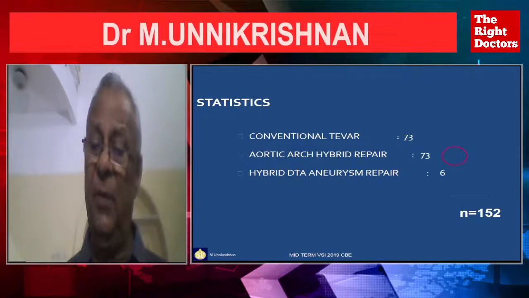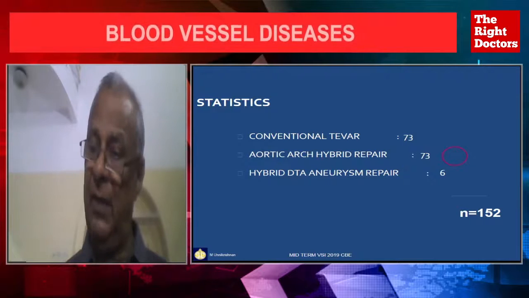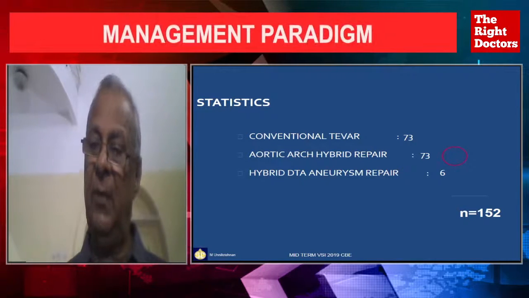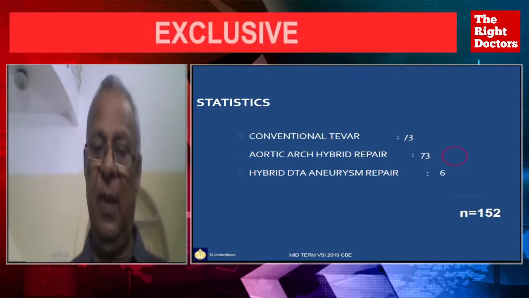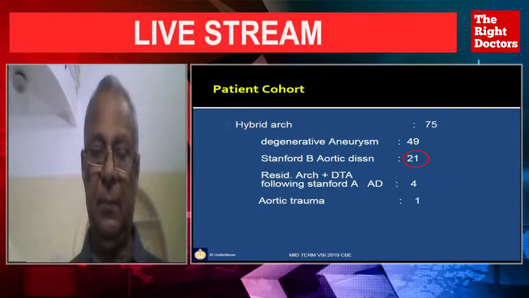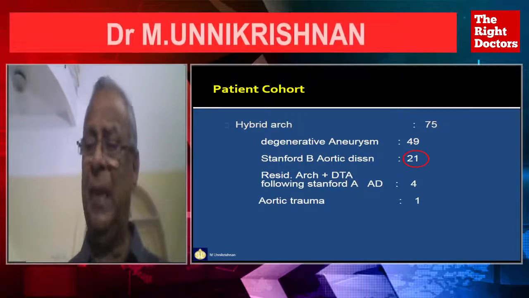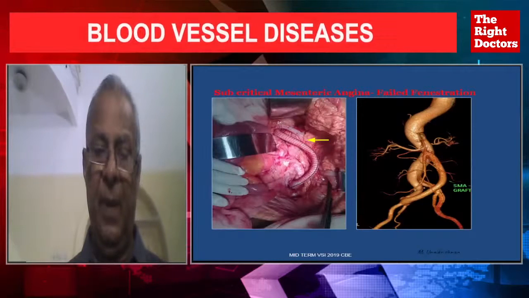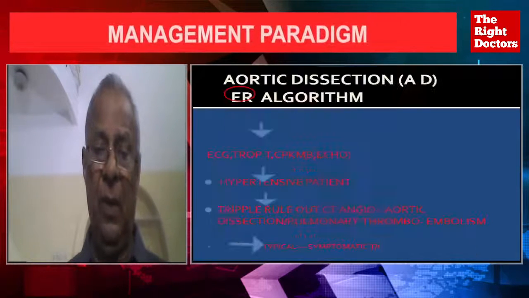And we have about 152 patients with thoracic endograft. We are very happy with the procedure, and we have got pretty good results as well. Almost half of it is on the hybrid arch. Hybrid arch, of course, the split up, mostly aneurysmal, but next Stanford B dissection. And this is the one which I already showed.